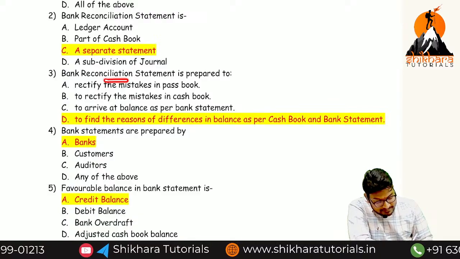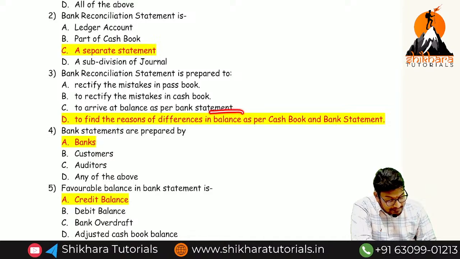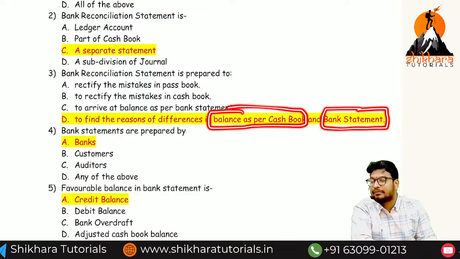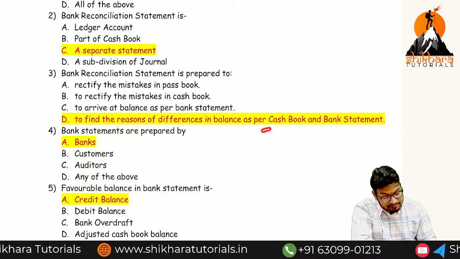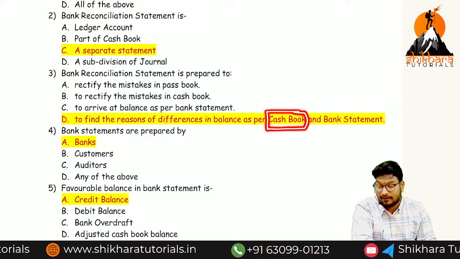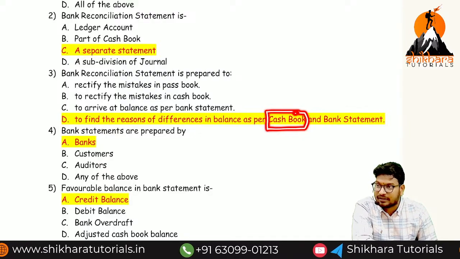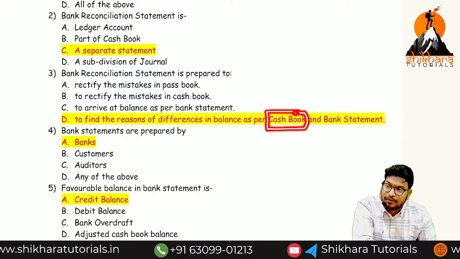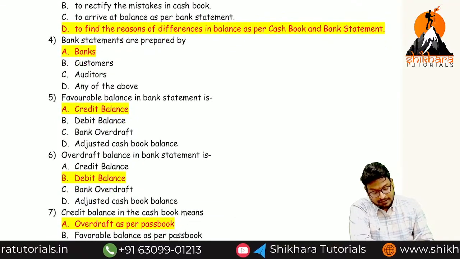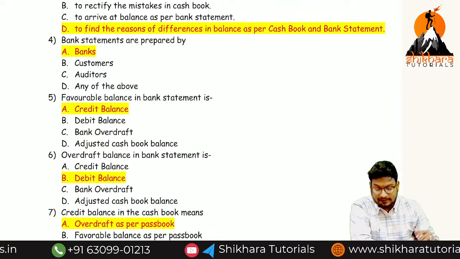Next, bank reconciliation statement is prepared to identify the differences between what, ma? Balance as per cash book and the bank statement. What is the meaning of bank statement? Nothing but passbook. Sometimes they will give balance as per cash column of the cash book and bank column of the cash book. At that point of time, we have to tick the bank column of the cash book. Some situations they ask like that. Next, bank statement is prepared by whom? Banker. Banker will prepare the bank statement.